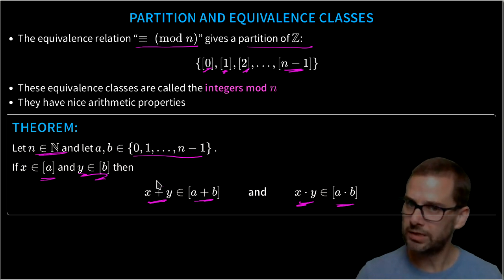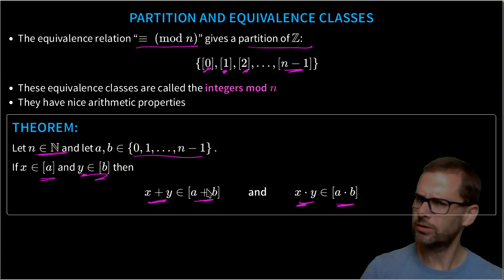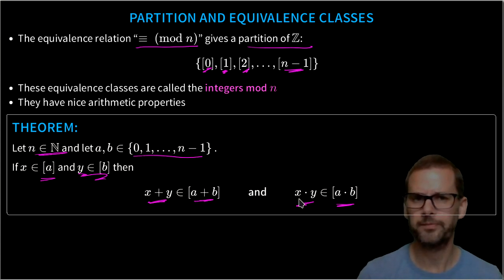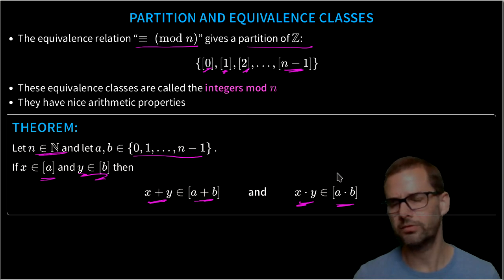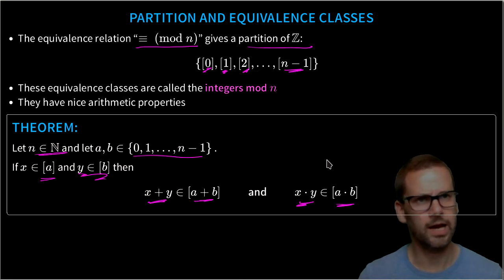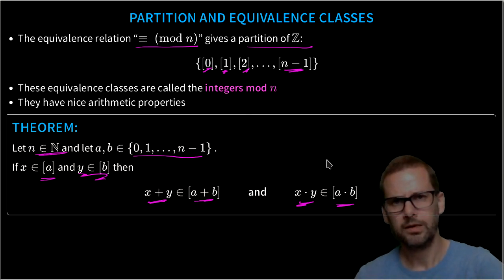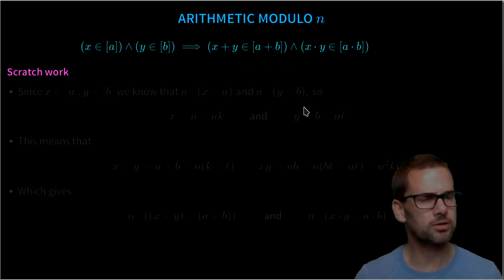So when we do this sum, we can almost just do the sum of two smaller numbers that lie in here. When we do this product, even if x and y are very, very big, well, it has to lie in the product of two quite small numbers. This is quite a handy little property. So let's do some scratch work to prove this.